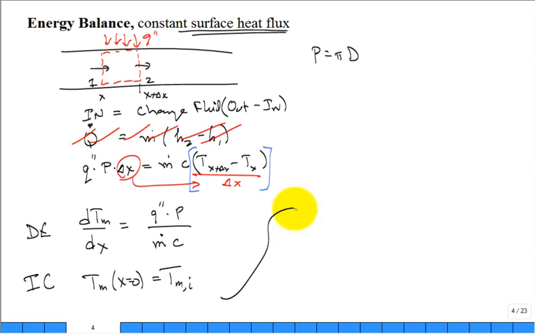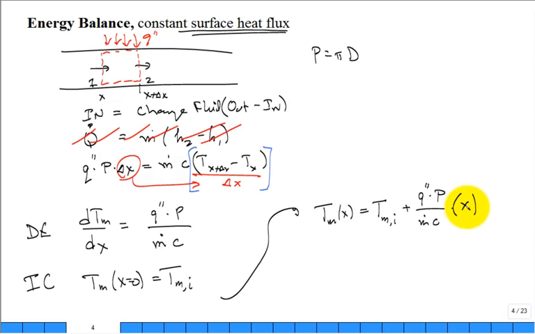So you just separate, integrate, and you get that the fluid mean temperature as a function of location starts coming in at Tm in, and then plus Q double prime times the perimeter divided by m dot C, times x. x is that length down the pipe. Straight line, just like we anticipated.